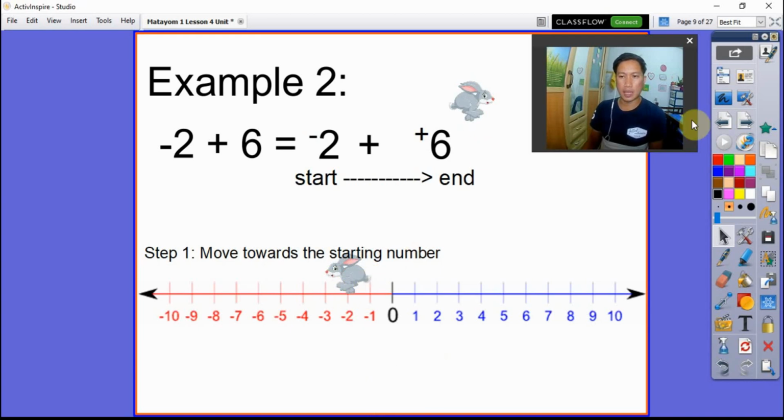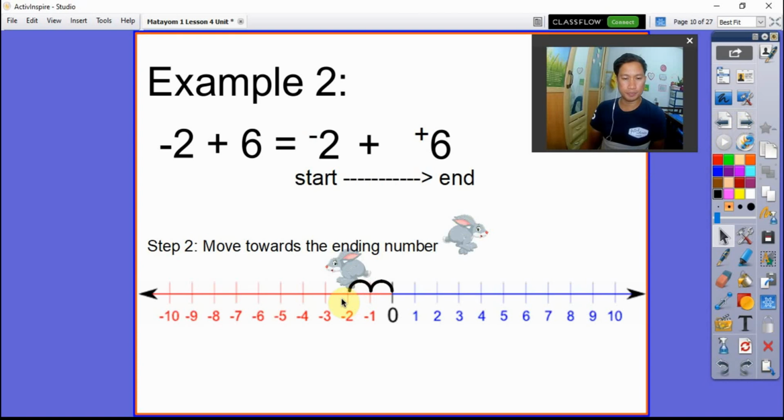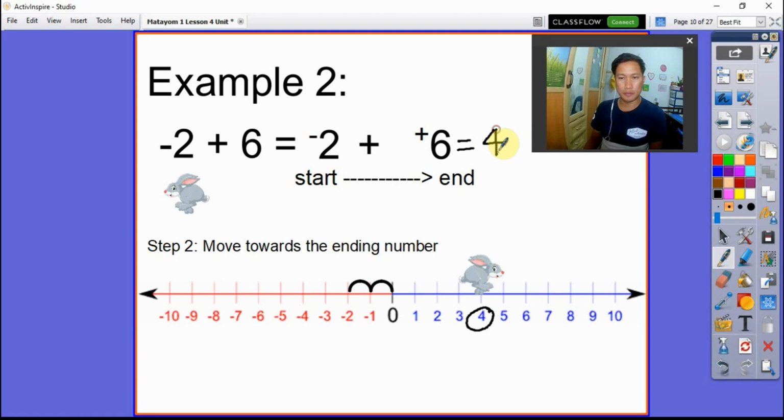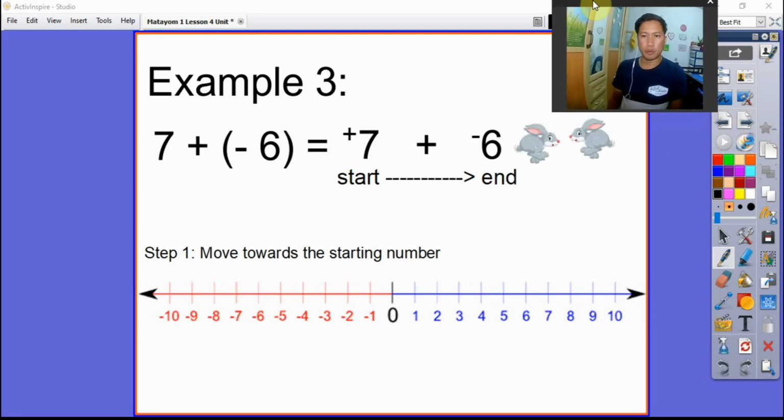And then step 2. Since we hopped 2 times to the left, we will now move to the ending number. Our ending number, we move 6 times to the right. Starting from negative 2: 1, 2, 3, 4, 5, 6. And we end up at positive 4. So negative 2 plus 6 is equal to 4. Very easy.